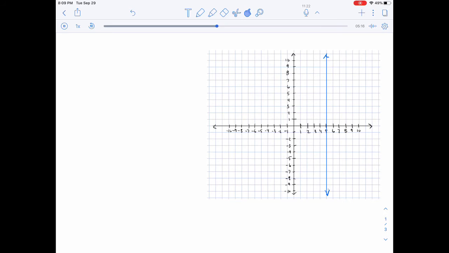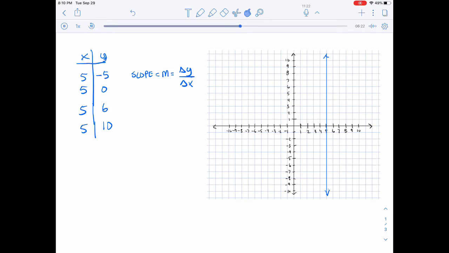Next, let's analyze the characteristics of a vertical line. Let's create a table of values for the graphed vertical line. Once again, slope, which is equal to m, which is equal to the change in y over the change in x, which is equal to the change in vertical over the change in horizontal, or we could call it the rise over the run.